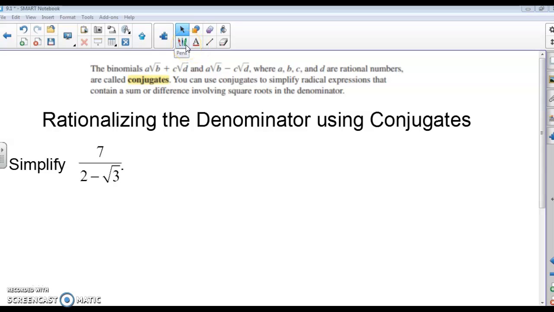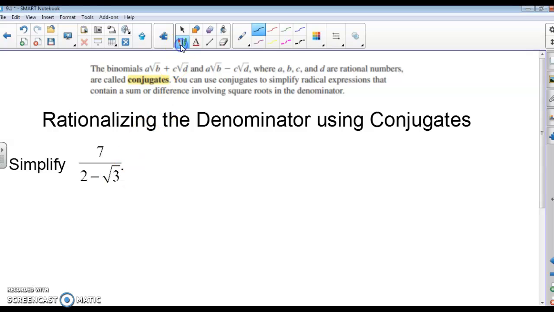We are going to work on rationalizing the denominator some more, but today we're going to use conjugates to rationalize the denominator. So what is a conjugate? Well, they have a little definition up here. Basically, if you have a plus b, then a minus b is the conjugate. So it's the opposite. Remember, when we have a plus b times a minus b, we had that a squared minus b squared thing happening. So that's basically what we're looking for again here.